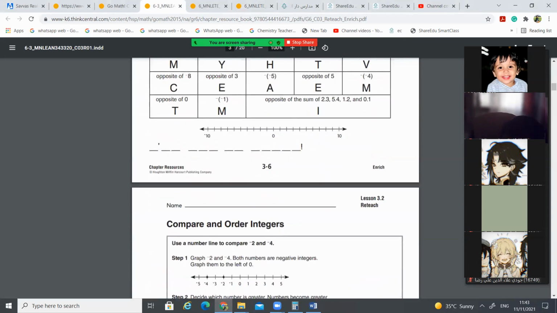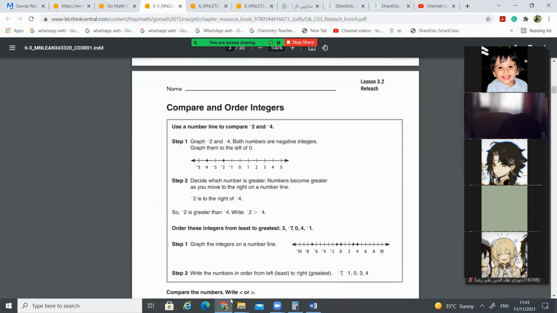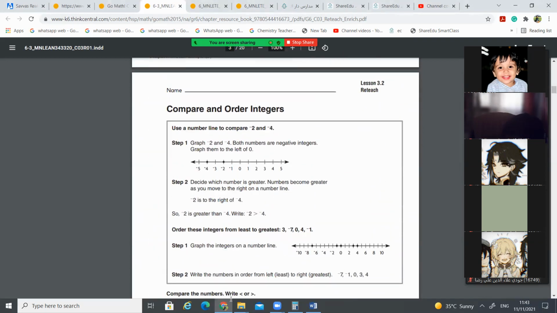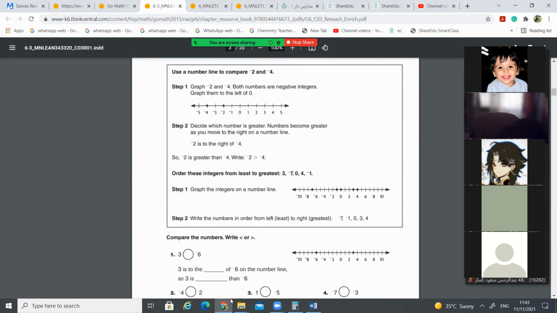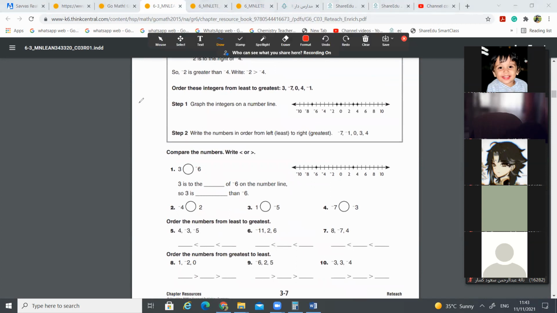Did you understand? Girls, did you understand? Can I go to the next lesson? Can I go to 3.2? Okay. So we have compare and order integers. You know very well, first check the positive sign and negative sign. Positive sign is always greater. Very good. Here, positive 2 is greater.